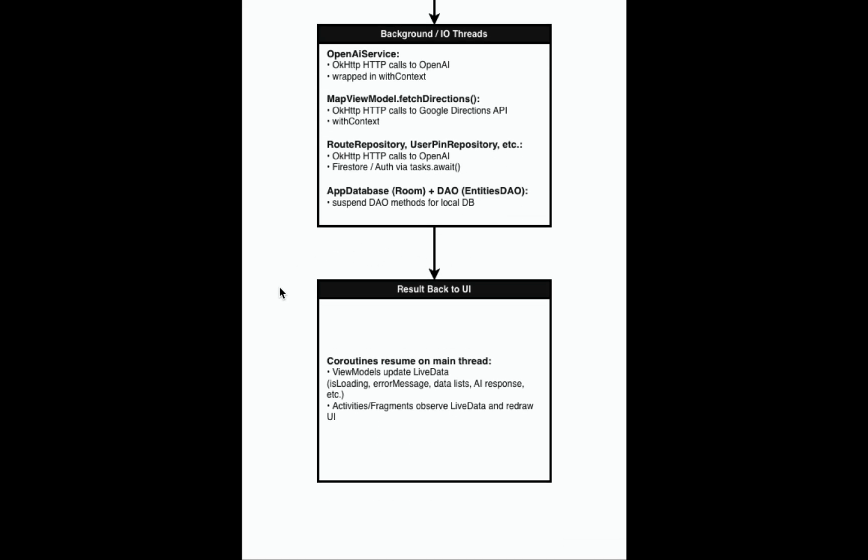When the background work is done, the coroutine goes back to the main thread. The view model updates LiveData like is-loading, error message, or data list. The UI observes LiveData and refreshes itself. Some Firebase code also uses listeners. Firebase runs them on its own thread and then calls back into the app, which then updates the UI.